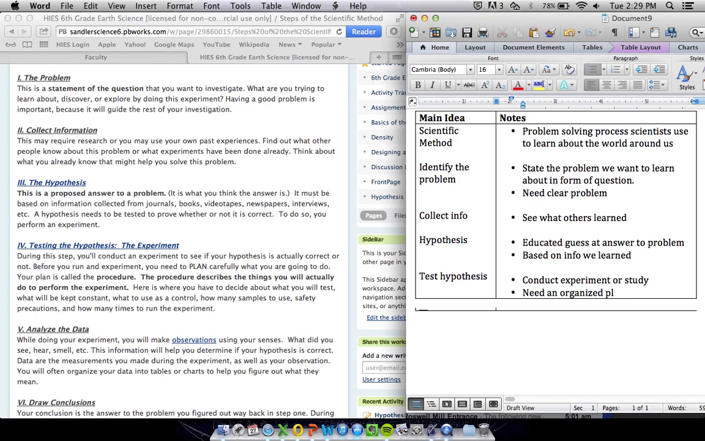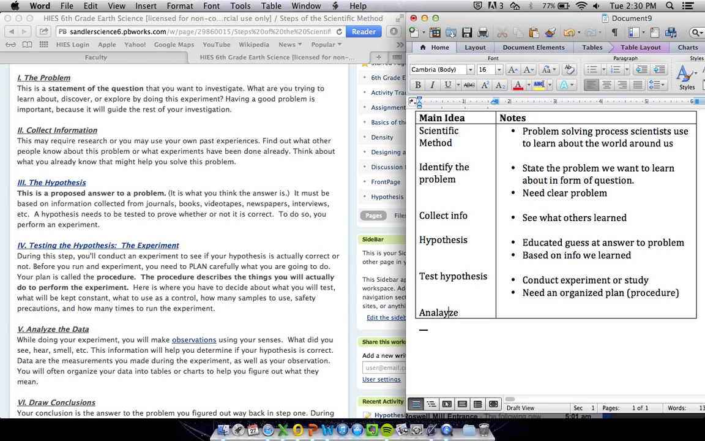We'll need to have a procedure, right? We call this plan our procedure. This explains what we're going to do in the lab. So we need this organized plan, we need this procedure, otherwise we're just kind of going all over the place and not really necessarily learning about what we want to learn about. So having an organized plan helps us make sure that we get the information we want.